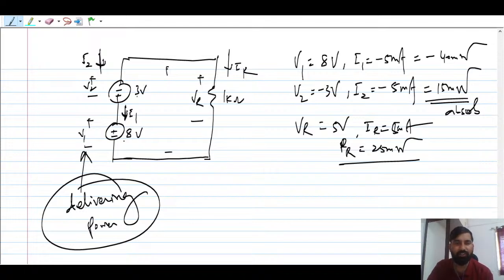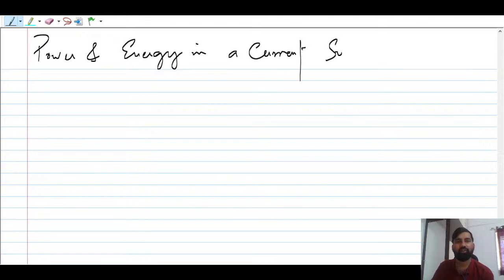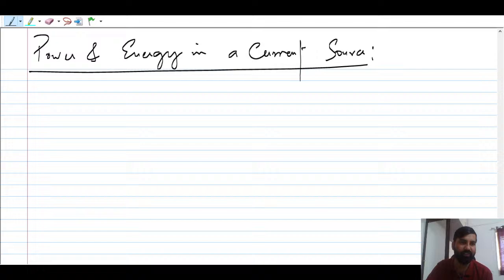Now we will talk about power and energy in a current source. This will be the last topic. I'm pretty sure that when you see the question in the GATE examination, previous year questions or future questions, you will see the framework also. Whatever I told you, similar statements, similar circuits will be given. The moment you see the question, you will be able to identify, अच्छा यहाँ पर ये करना है. Here we have to do this, right?